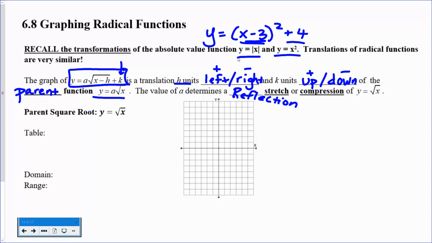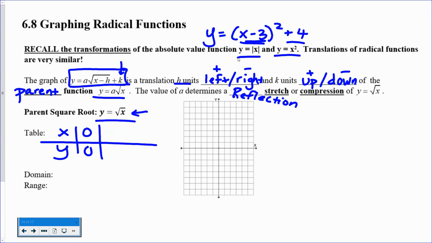So our parent, most basic function would be y equals the square root of x. So let's go ahead, make a little table, and sketch a few points for this graph. Now think about what we're plugging in, okay? I can't plug in any negative numbers. Typically when you make your first table, a lot of times we pick -1, -2, 0, 1, and 2. The square root of -1 would be the imaginary unit i, so we're not going to use that. So the first smart choice to start with would be 0.